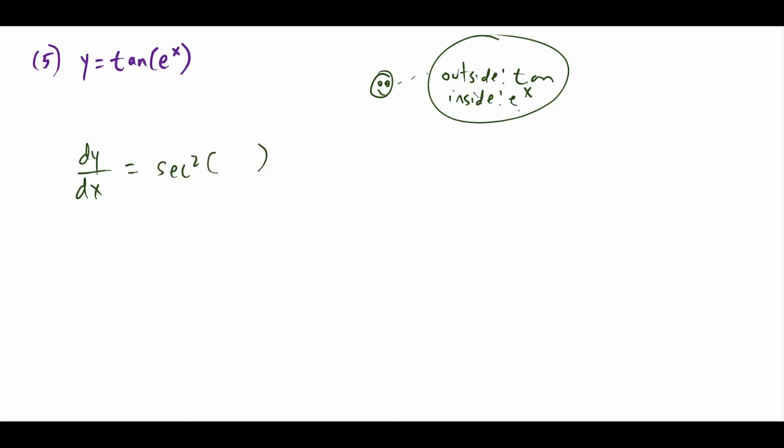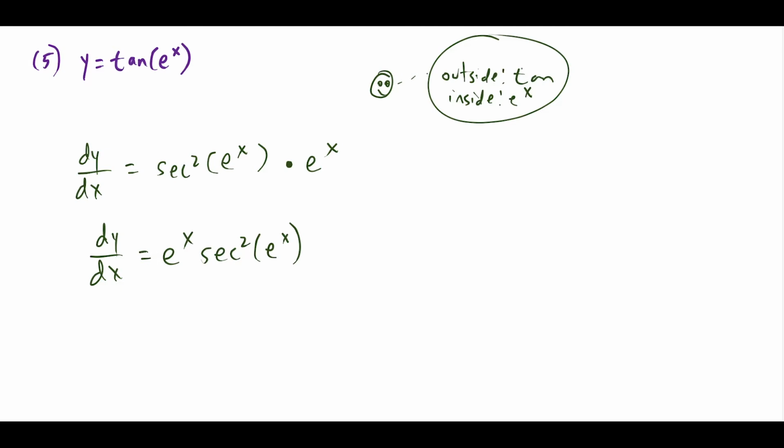We keep the inside function the same, so we're keeping e to the x, but then we multiply all of this by the derivative of the inside, and the derivative of e to the x is e to the x. So our final answer, if we simplify this a little bit nicer, is going to be e to the x secant squared e to the x.